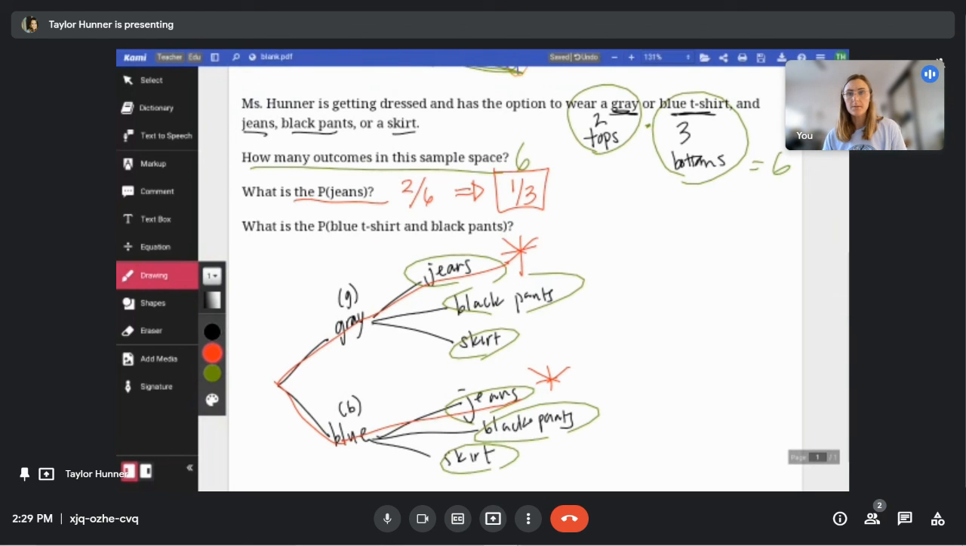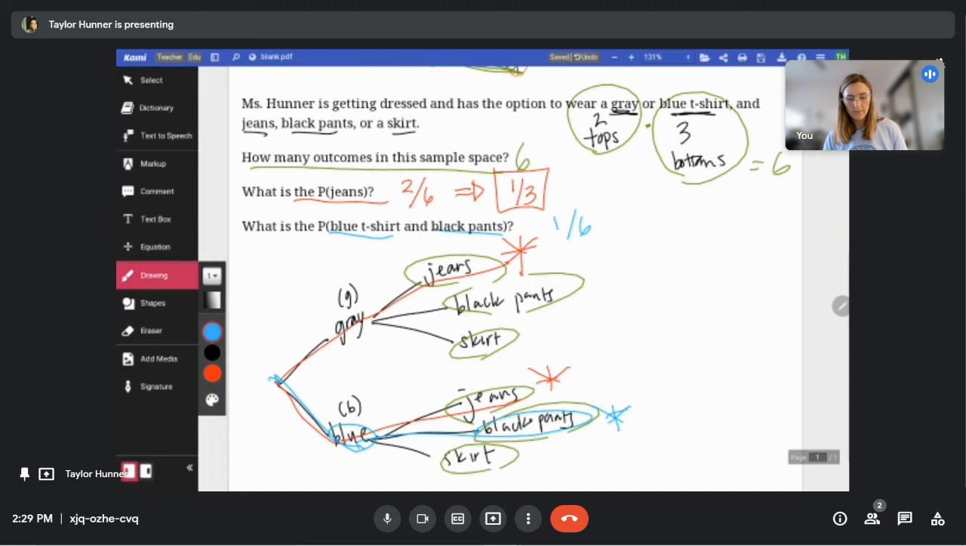What is the probability of wearing a blue t-shirt and black pants? So I have to wear a blue t-shirt and black pants. So, okay, you might be able to already answer this. But if we're using our tree diagram, I have to go this way. And then I have to go this way. And this is the only option. So this would be 1/6 would be my probability.